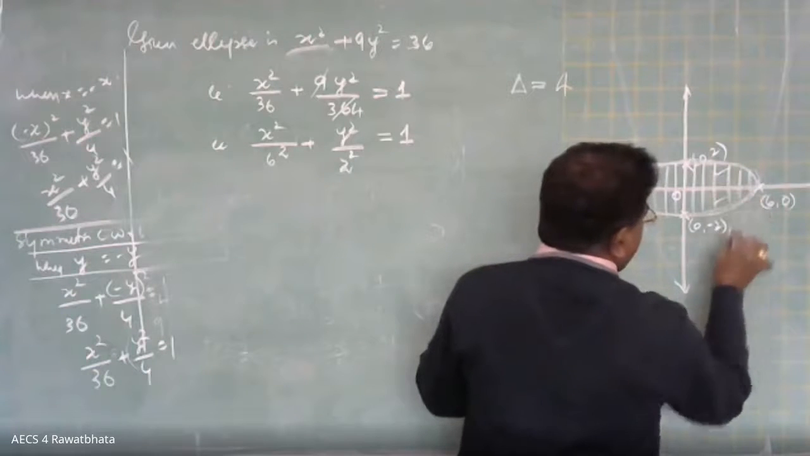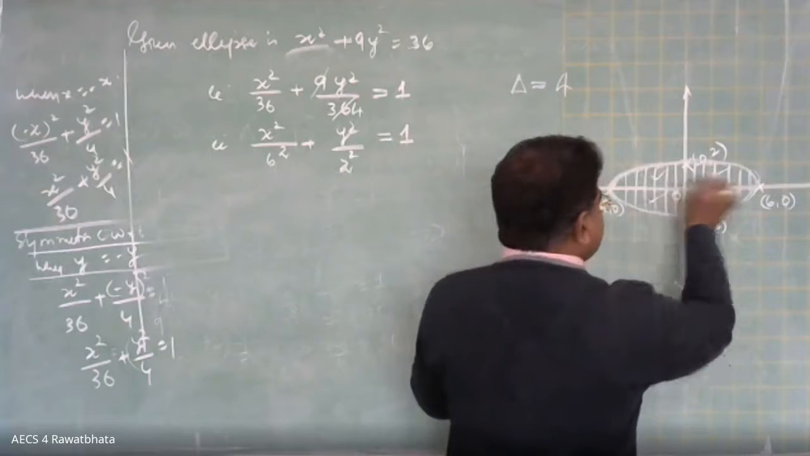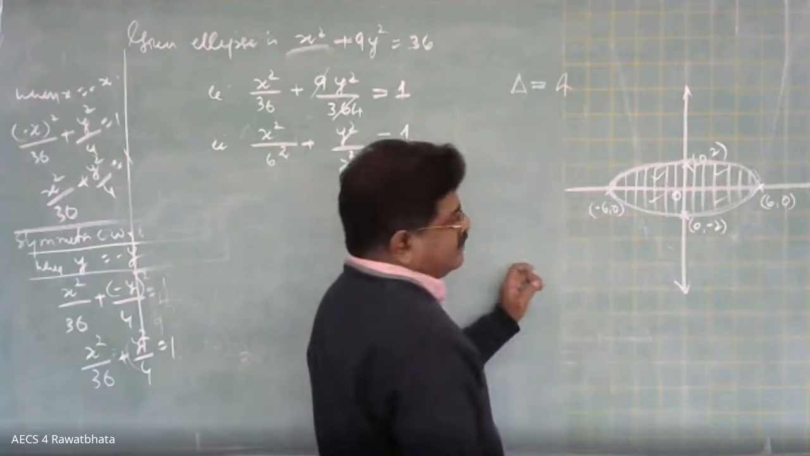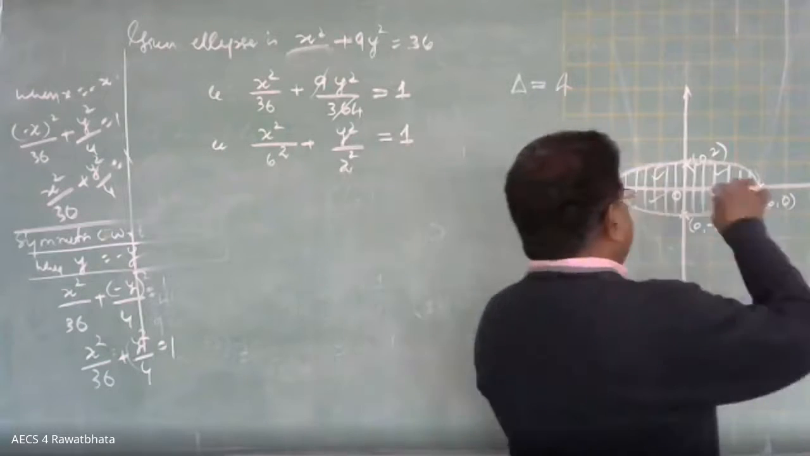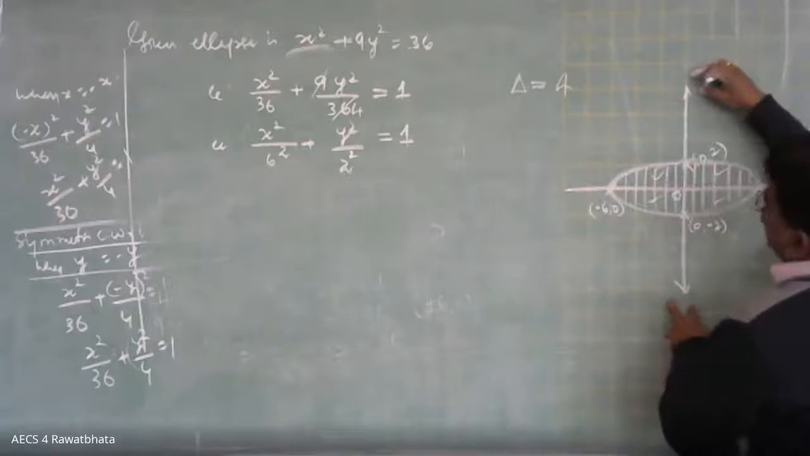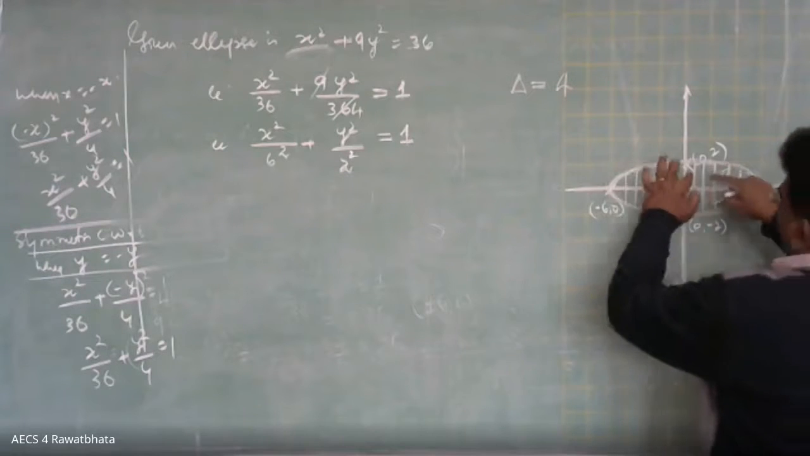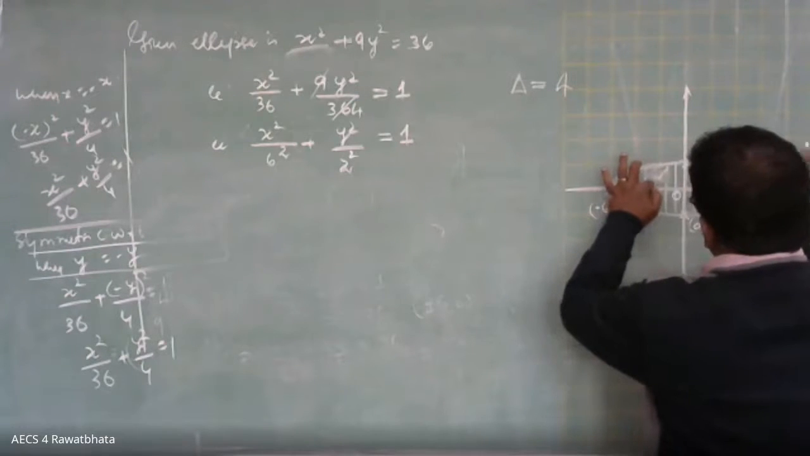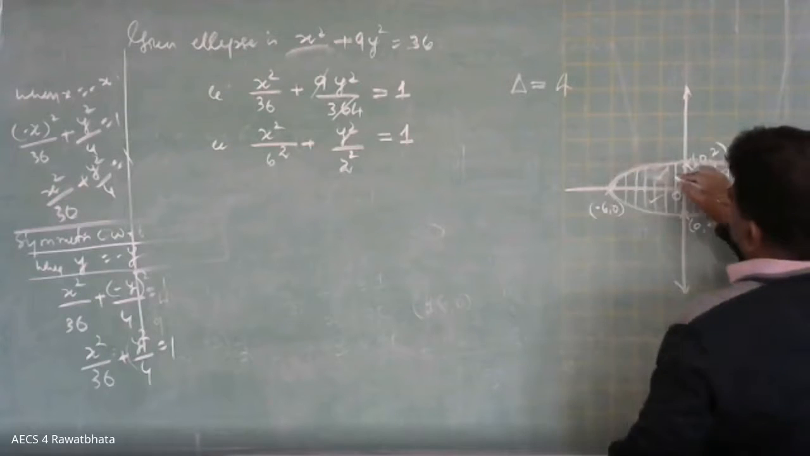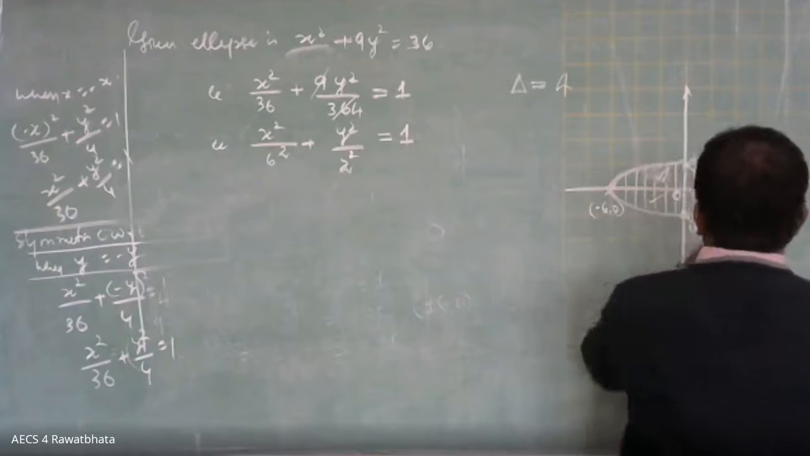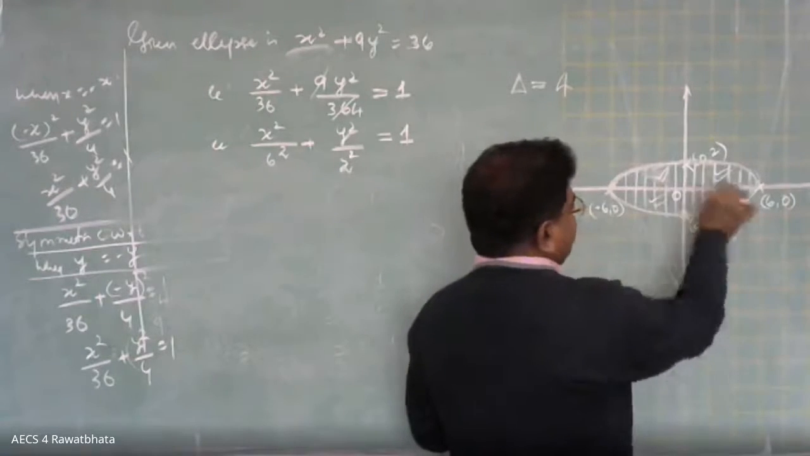Here both parts are equal. And it is symmetric with respect to the y-axis, so these two are equal. That means automatically these two are equal, and here these two are equal.